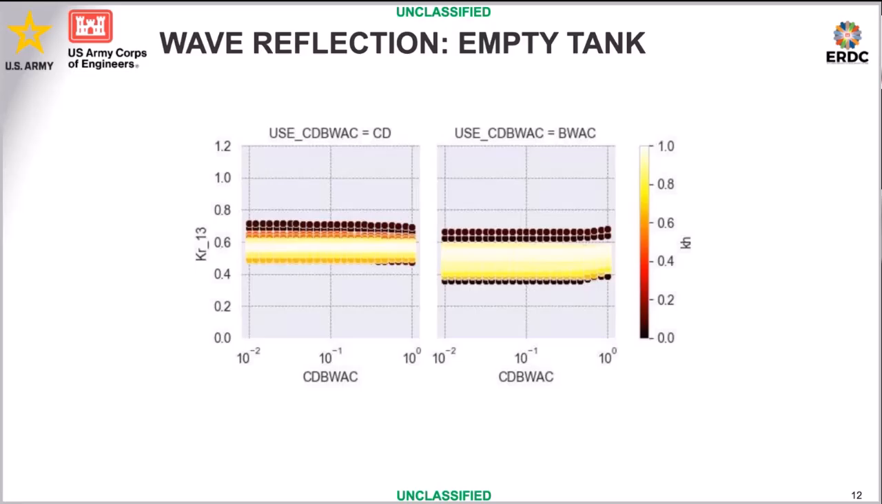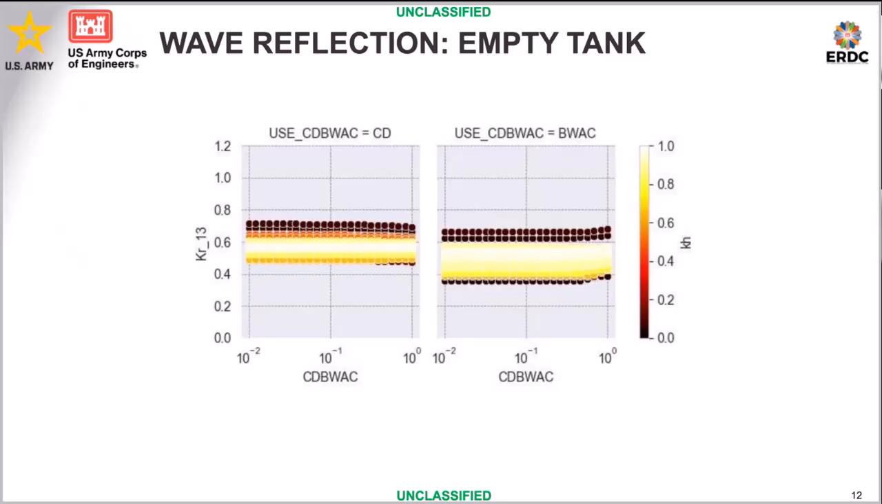So this is some preliminary results, and I use the word preliminary there because there's still a lot to be done here. But one of the interesting things about adjusting CD or BWAC throughout the entirety of the tank is that it may have a smaller effect than you might think on something like reflection. And this is something that is not necessarily reported to our knowledge extremely well in this sensitivity analysis.